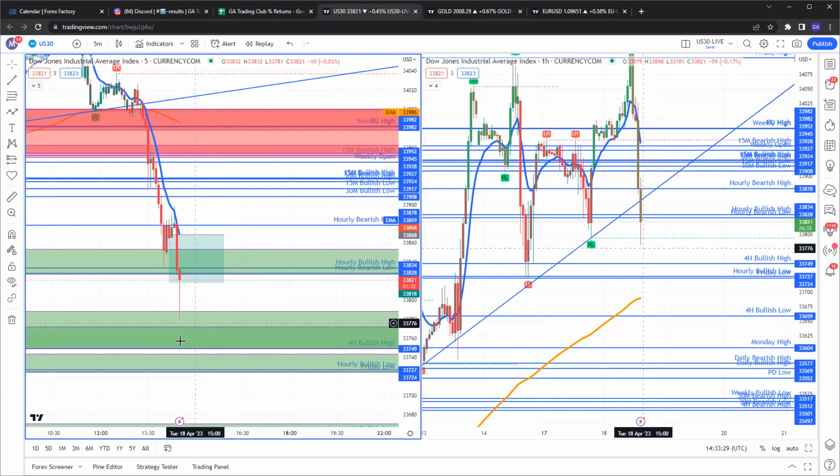So same thing for a buy. Wait for price to close above the 9 EMA on the 5-minute. Wait for the next 5-minute candle to retest the 9 EMA and close above. And then at that point, that's when you'd be looking for a buy.